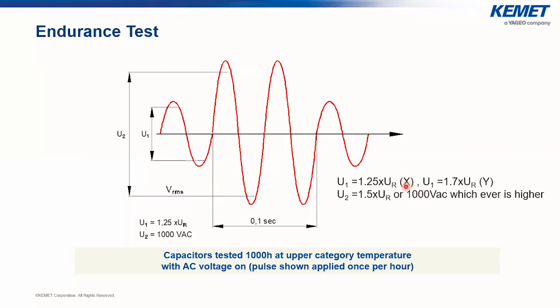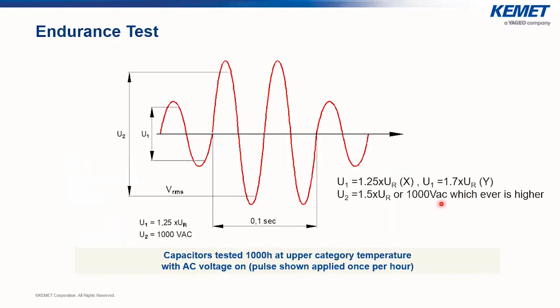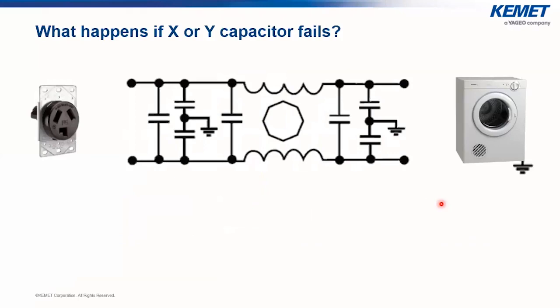So for an X capacitor, this is the value. For a Y capacitor, this is the value. As you can see also here, for Y capacitors, this test is more severe than for X capacitors. Why, in general, for Y capacitors do we have higher peaks, higher voltage levels that are defined by the standards?